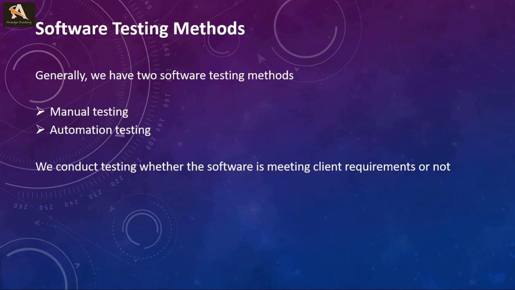Automation testing. We give the inputs and the tool will perform operations. We cannot watch the behavior. We can only see the output, whether it is pass or fail.